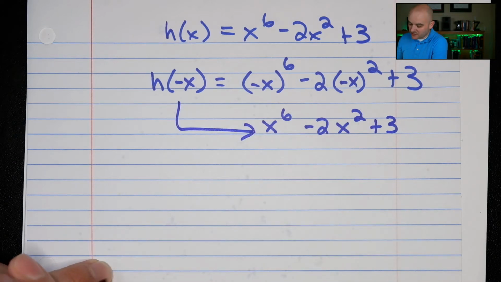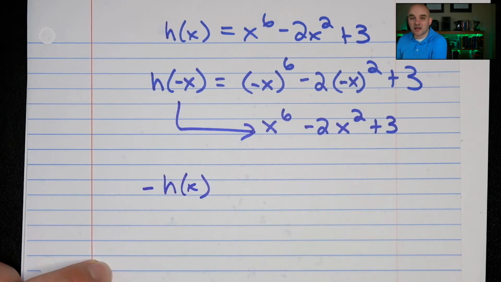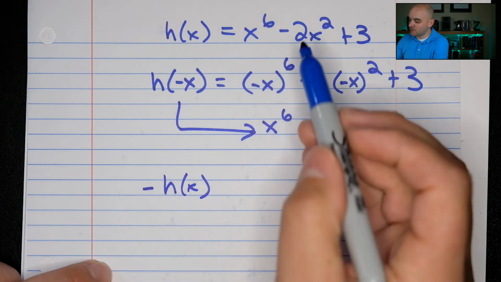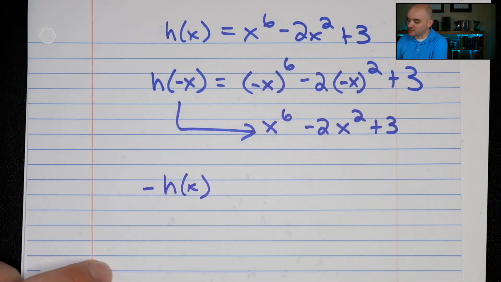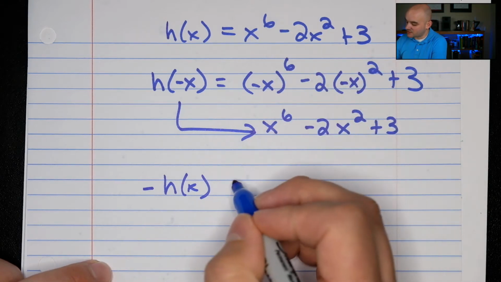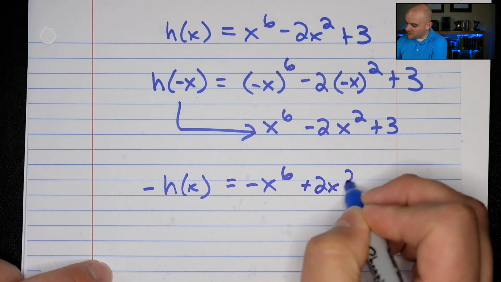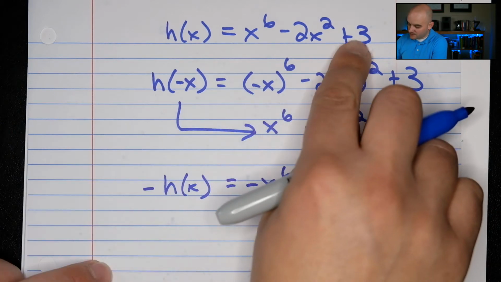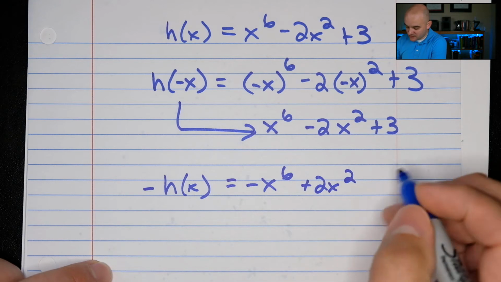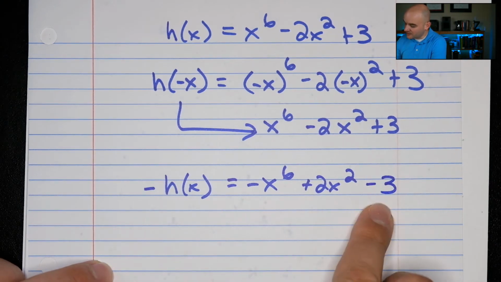The next thing on that third line, I want you to find the negative h of x. Now how is that different? The negative h of x is simply going through and multiplying each one of the terms on h of x by -1, or you could say it's flipping the sign. So x to the 6 becomes negative x to the 6. Negative 2x squared becomes positive 2x squared. And then positive 3 becomes negative 3. And so this is the negative h of x.